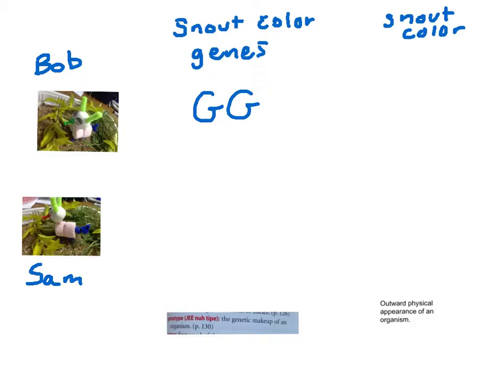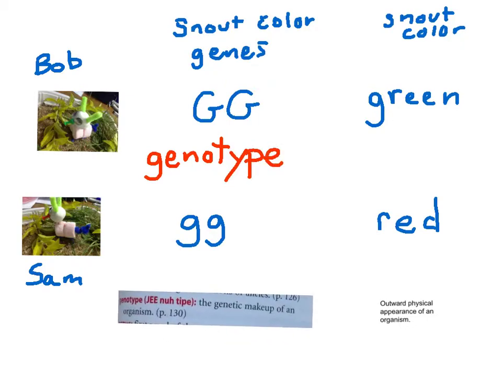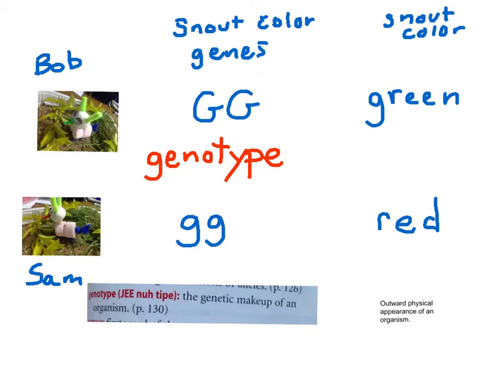and these were genes for his snout colour, and his snout colour was green. But Samantha, the mother, she had two recessive genes, small g, and her snout colour was the recessive trait, which is red. We can call the genes that they have there for this trait their genotype. And genotype, according to our textbook, is defined like this: the genetic makeup of an organism. So the genotype of Bob for the snout colour genes is big G.